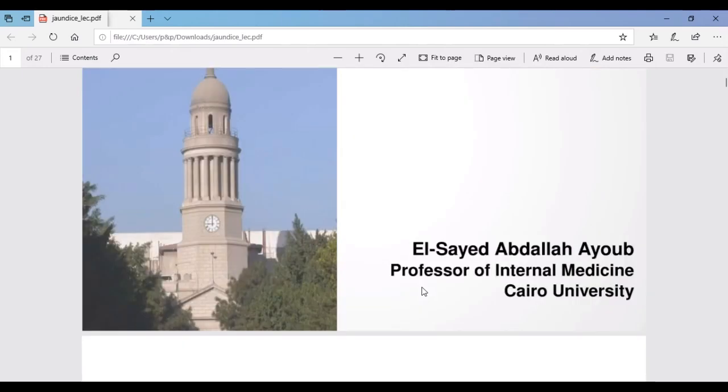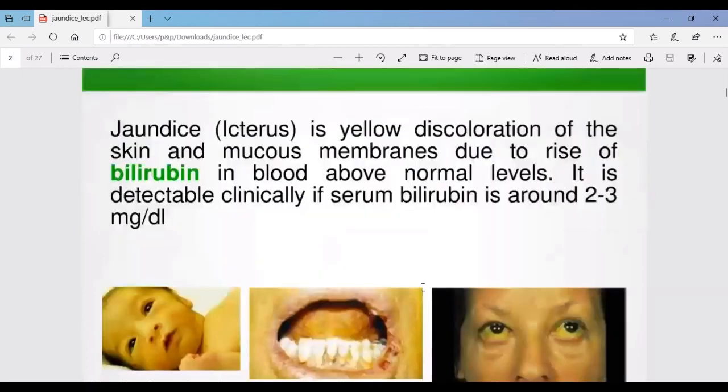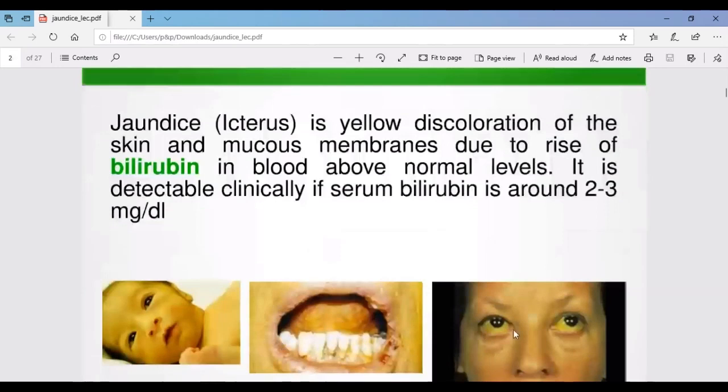I have here some pictures, examples. Here is a newborn with yellowish discoloration of his whole skin because he's newborn. His skin is thin, and we can see the yellow discoloration in the whole body. Here is an adult with mucous membranes under the surface of the tongue with yellowish discoloration. Another adult with his sclera showing yellowish discoloration. So these are examples of jaundice patients which show yellowish discoloration either of the skin, of their mucous membranes, or in the sclera when the bilirubin is above 2 to 3 milligrams per deciliter.